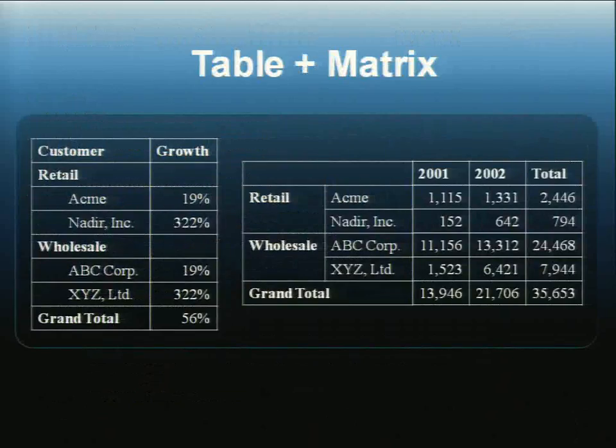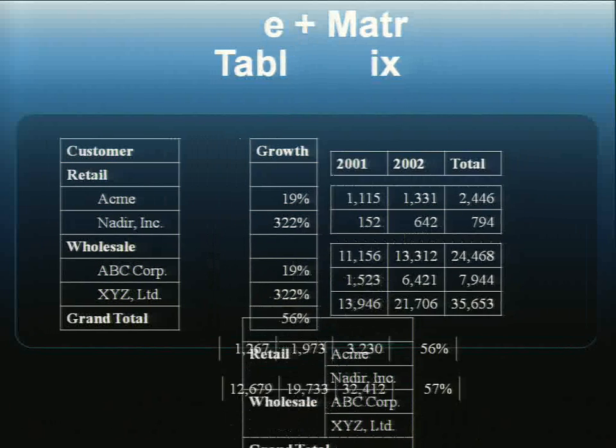So what is a Tablix? A Tablix is basically the marriage of a table and a matrix. On the left-hand side, we have a table. On the right-hand side, we have a matrix. And of course, what a Tablix does is take the two and put them together.